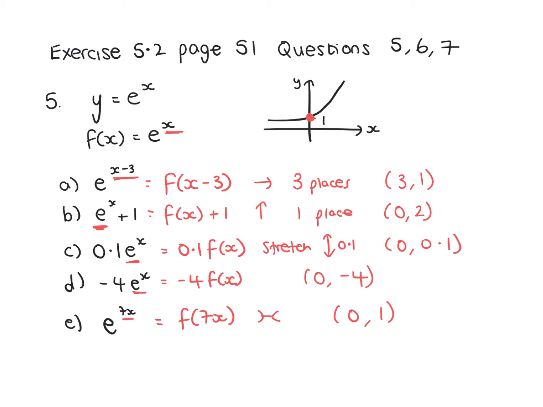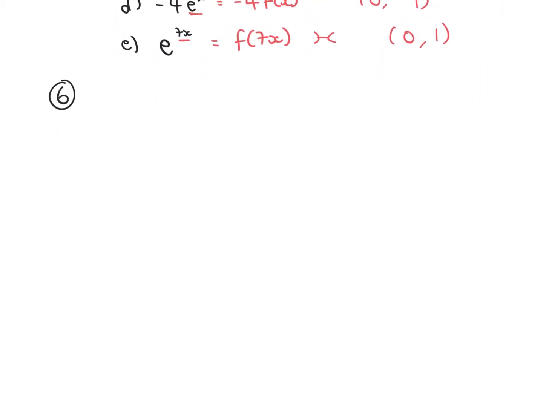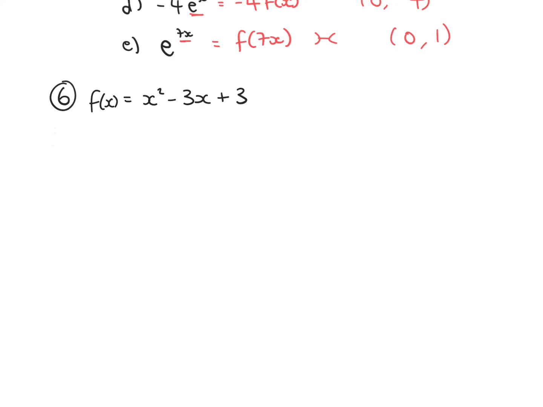Okay, question 6 then. For question 6, you're given a graph, or it's f of x actually. So it says f of x equals x squared minus 3x plus 3 is transformed to give the graph of g of x. Give the equation of g of x if the transformation is.